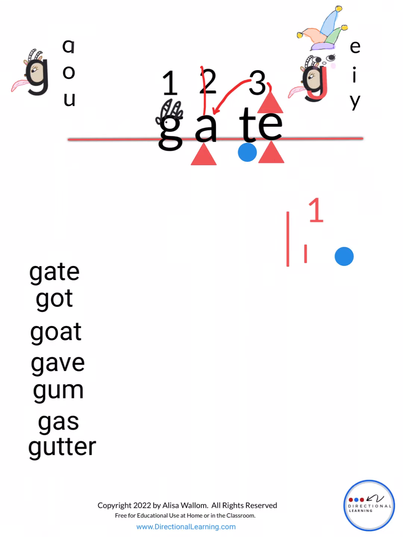So we're only hearing from this one. So that would be a one-syllable word. And you can tell I have a list of words that they can practice with, and you can go ahead and work on more goat sounds with them.